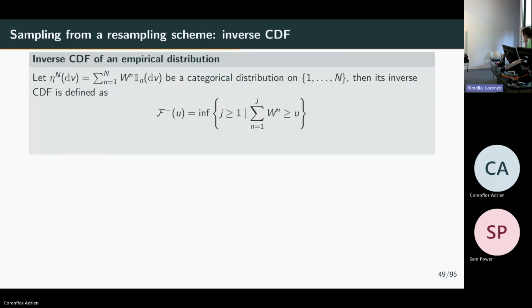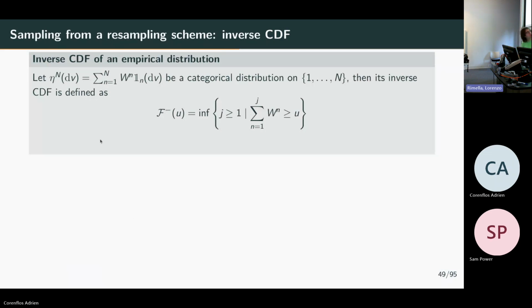Okay, so the main question now is how do we sample from those resampling algorithms? We essentially look at our empirical distribution, and we form its inverse CDF, or the approximate inverse CDF. It's not a real inverse, a pseudo inverse, is that the term? So we look at the pseudo inverse of the CDF, the quantile function.